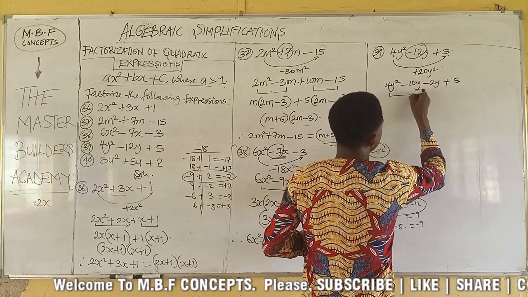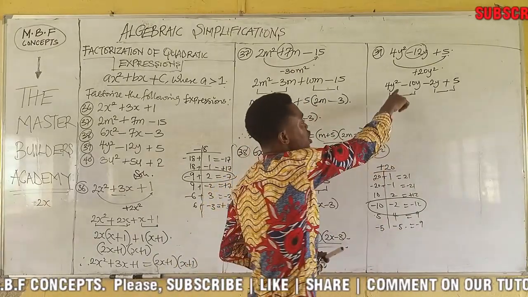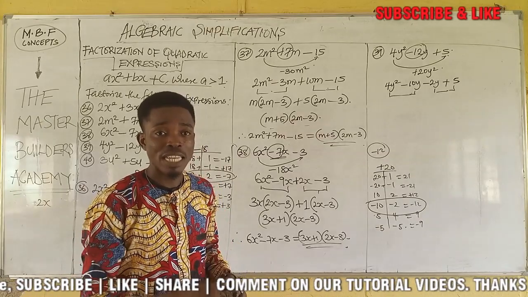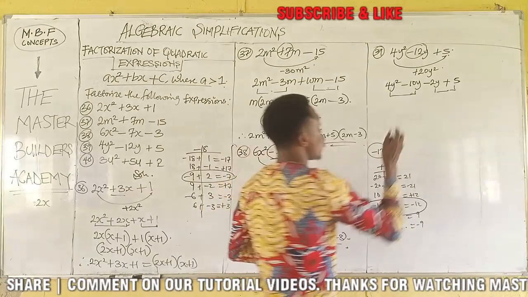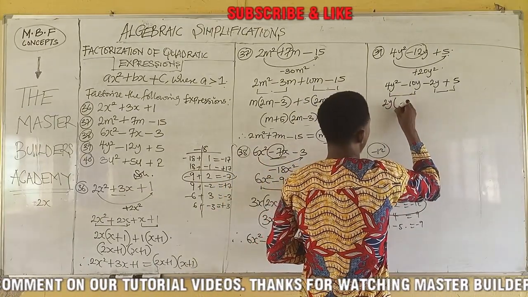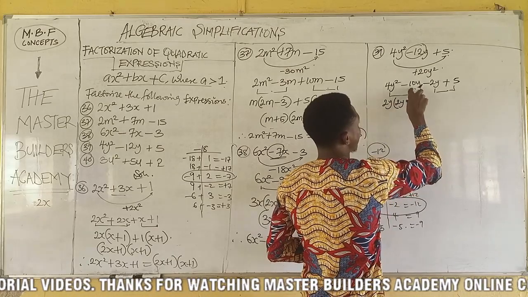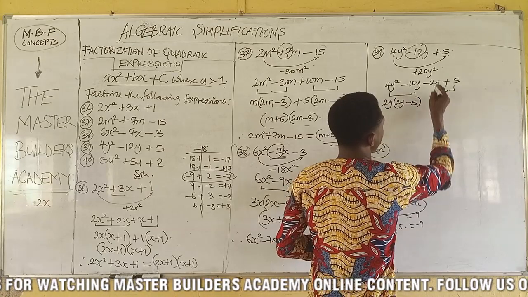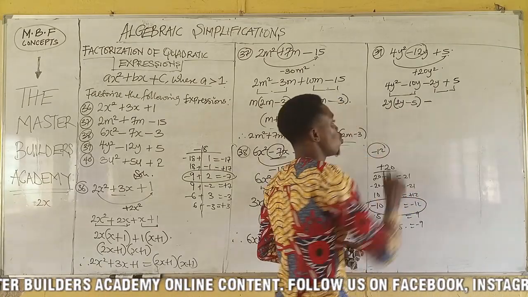So between these first two terms, something is common. Between these last two terms, something is common. Now, what is common between 4y squared minus 10y? First, 2 is common because 2 can divide 4 and 10. And as well, y is common. It shows that 2y is common. So 4y squared divided by 2y, we are going to have 2y. And 10y divided by 2y, we are going to have minus 5. Then this minus, put it down here, which is the middle sign.